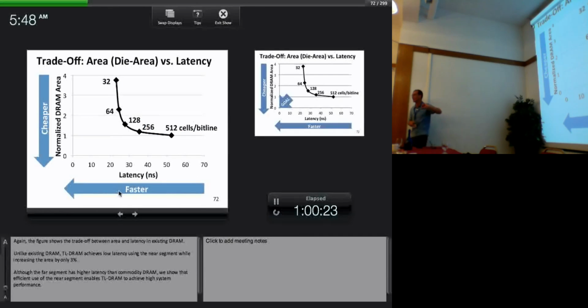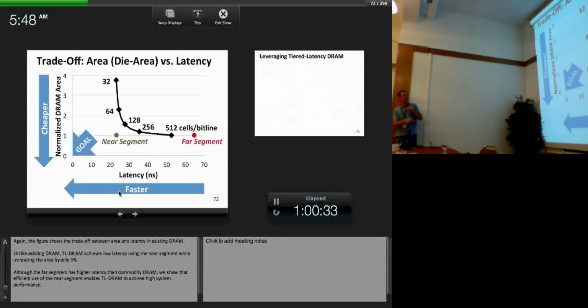So where do we fare in this trade-off? This was what I showed you earlier, the DRAM area versus latency curve. Our goal was here, and near segment gets us here, as long as we can utilize it. The far segment puts us here. So we're trying to get the best of both worlds, and partially we can get the best of both worlds, as long as we can avoid this far segment access.